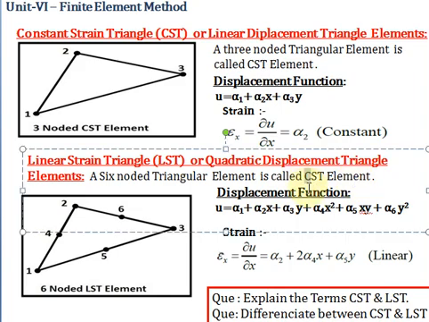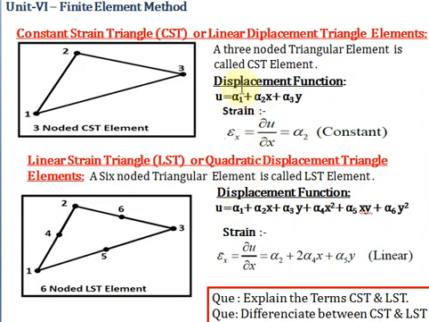Here it should be L, the LST element. Now how many nodes are there? 3. So if you see the displacement function, it will be u and v. So at each node there will be 2 degrees of freedom, one in the x direction and another in the y direction. So u equals alpha 1 plus alpha 2x plus alpha 3y.